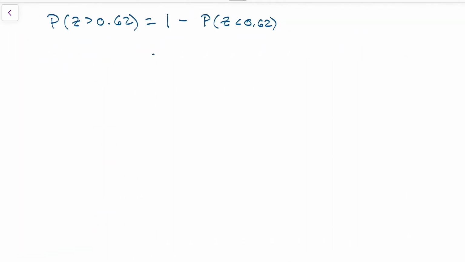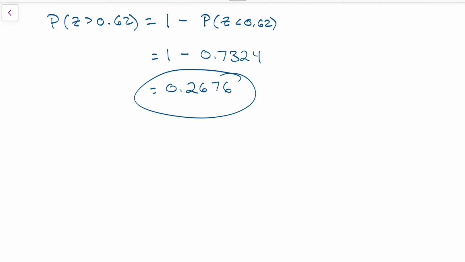Okay, so we found our probability. That's 1 minus 0.7324. And as a final answer, we'll get 0.2676. That is the probability of getting at least 152 yellow pea pods.